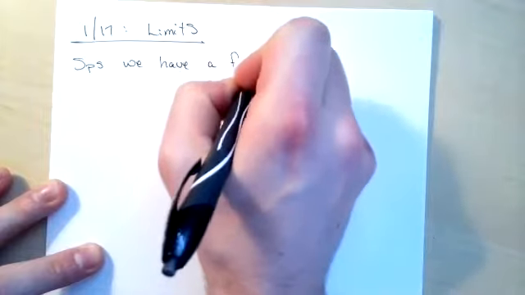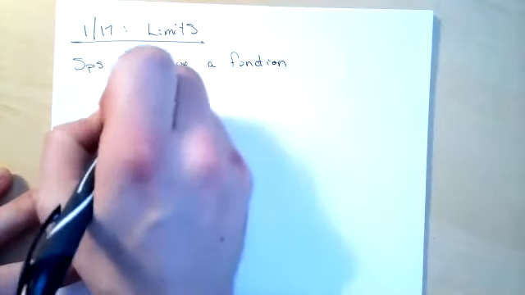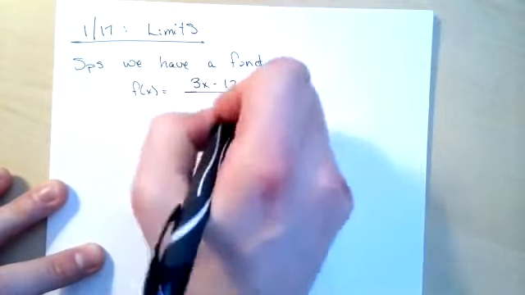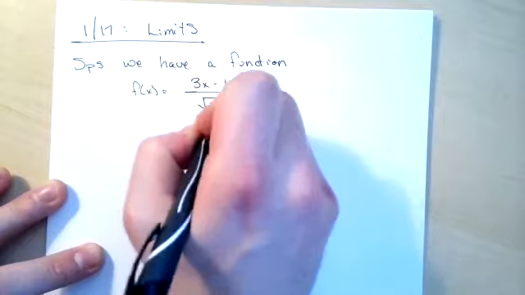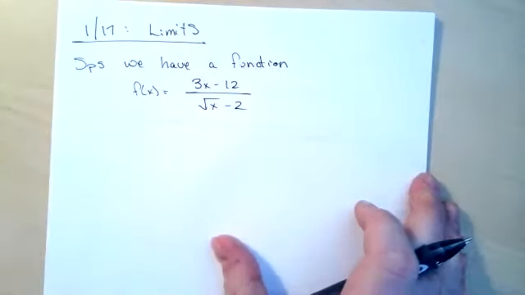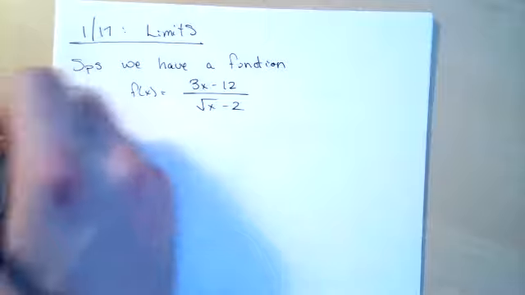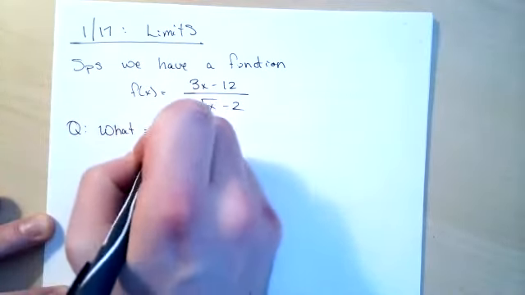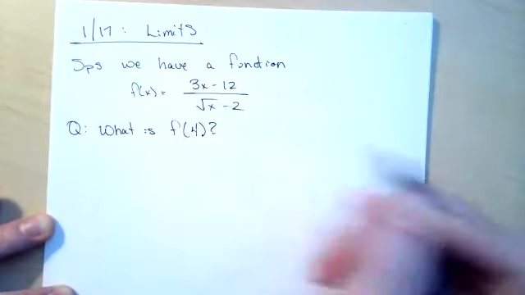So we want to talk about, well, what is a limit? So let's say, suppose we have a function, and our function is going to be f(x) = (3x - 12) / (the square root of x minus 2). And our question is, what is f of 4?